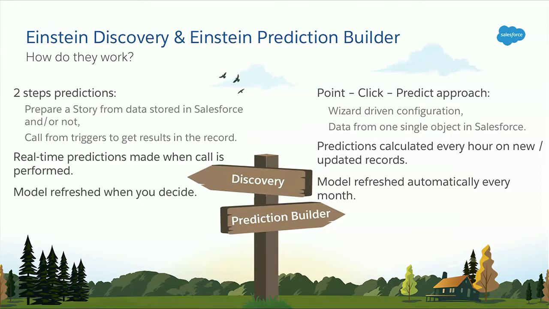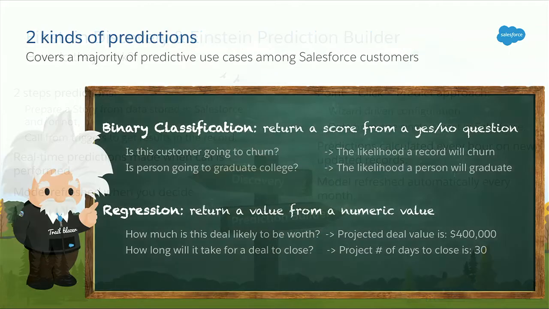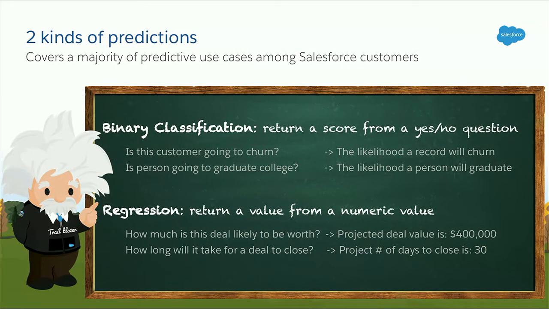And Einstein Prediction Builder is like a more automatic car. It allows you to learn it pretty easily. You can probably set up your predictions in around 20, 30 minutes with just point and click with a wizard interface. And then it allows you to run predictions every hour on the updated records, and you get a refreshed model every month.